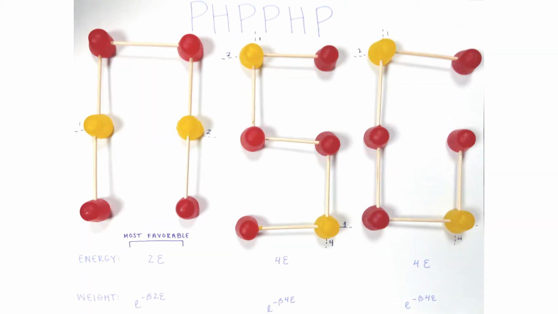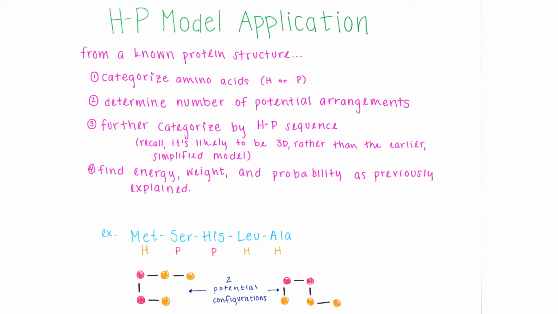For our second example, let's take the PHPPHP sequence. In this diagram, like the previous diagram, the dotted lines represent HP or H-solvent interactions. However, in this sequence, we notice that the pi shape has the fewest number of HP or H-solvent interactions, resulting in the lowest energy of all 3 configurations, only 2 epsilon. In this case, the pi-shaped configuration, because it has the lowest energy, will be the most likely configuration of the 3.